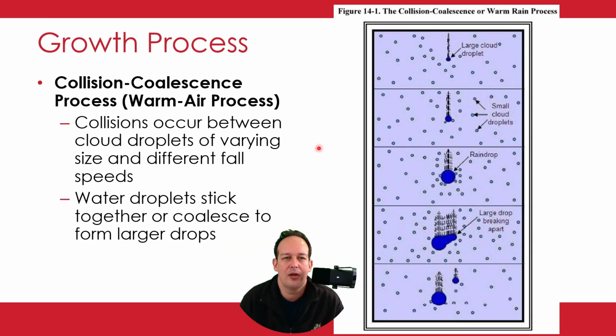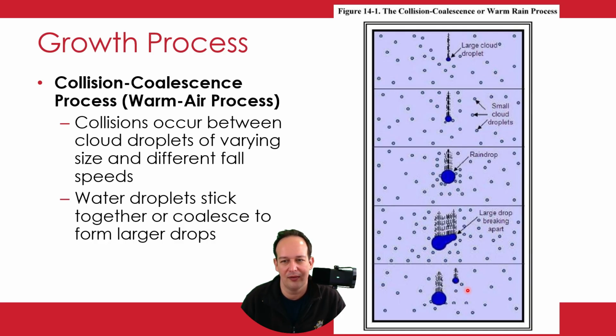The collision coalescence process is a warm air process, and this occurs when water droplets of varying size and different fall speeds come together. So you see these little water droplets hit other water droplets and keep growing. They stick together, or coalesce. And these large water droplets can even break apart to become separate water droplets that then also coalesce with other water droplets.